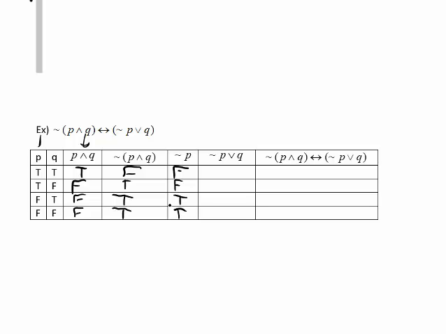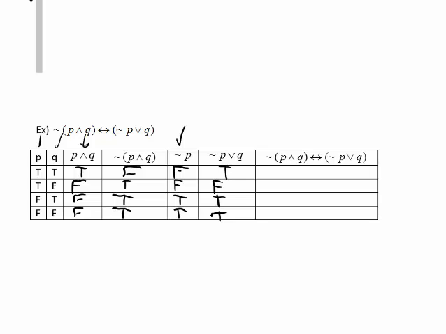Now I'm going to take the negation of P or Q. So that's this column with this column. Now, remember, with an or statement, one of the statements has to be true in order for the whole statement to be true. But it is possible that both statements can be true and the statement would also be true. So we're looking at false or true, that's true. False or false, that's false. True or true, that's true. True or false, that is true.